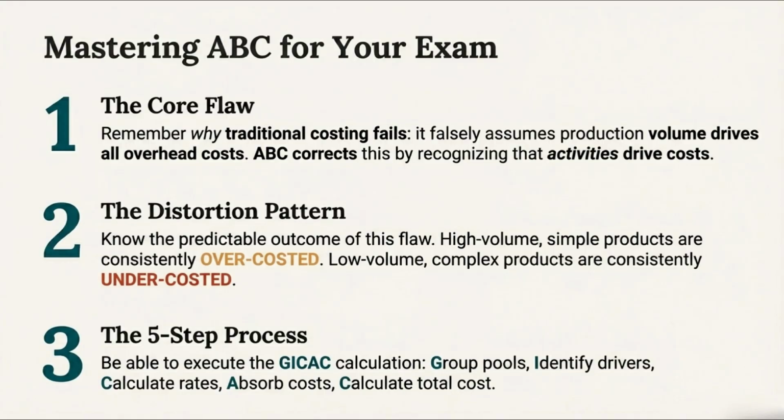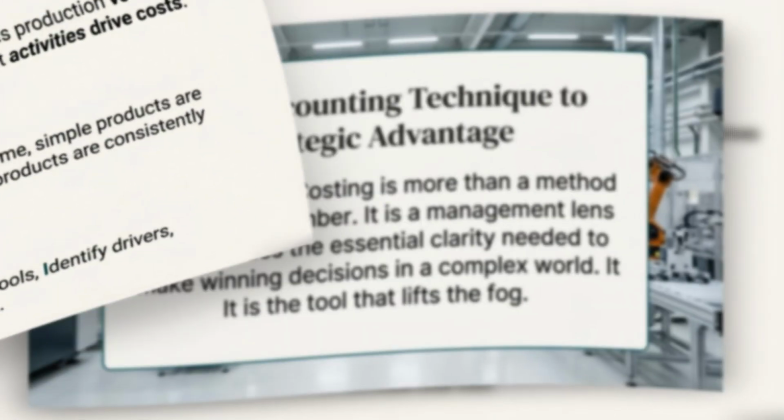Number 3. The 5-step process. Be able to execute the GICAC calculation confidently and accurately. Group cost pools. Identify cost drivers. Calculate cost driver rates. Absorb costs into products. Calculate total unit cost. Practice this process until it's automatic. Most of the marks in ABC questions come from accurate calculations. Exam tip. Set out your workings clearly and label everything. Even if you make an arithmetic error, you can earn method marks for showing the correct approach.